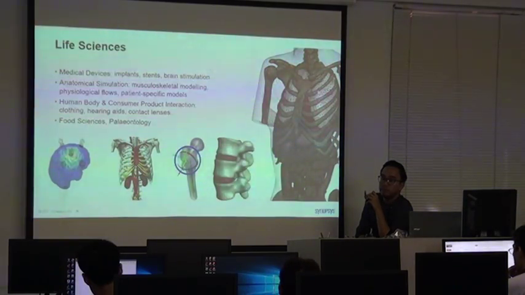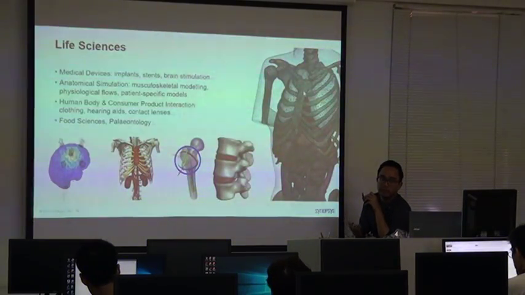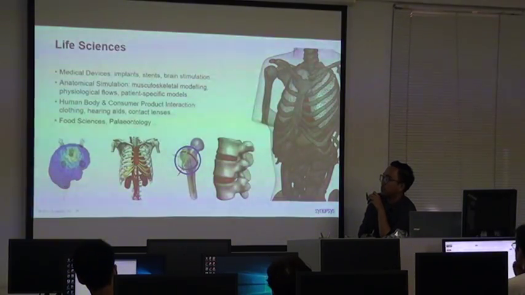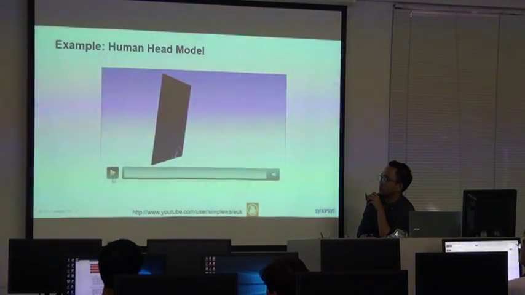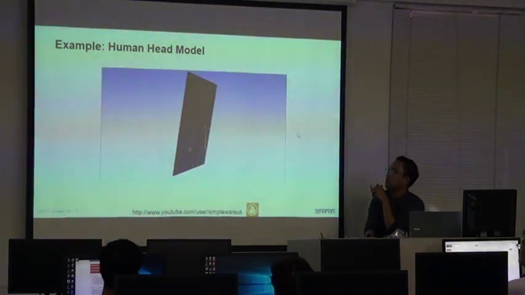Alright, so imagine if you needed to use CAD software to design each part of the body, that would be very, very difficult. Alright, so here we have a vertebra, we have a femur, a body model, we have a brain, so everything can be modeled using Simpleware. So this is a human head model.